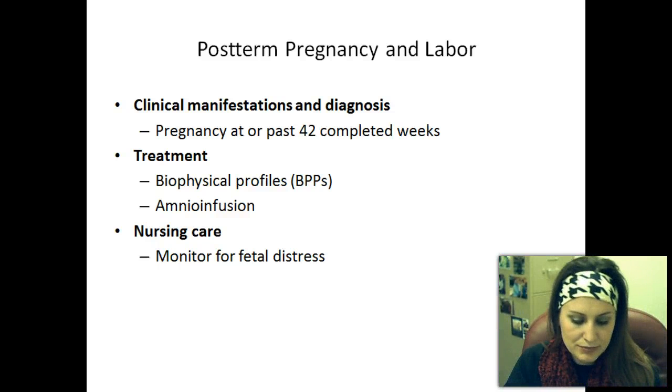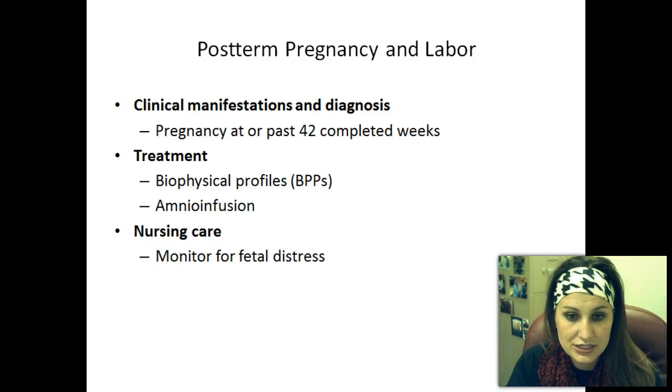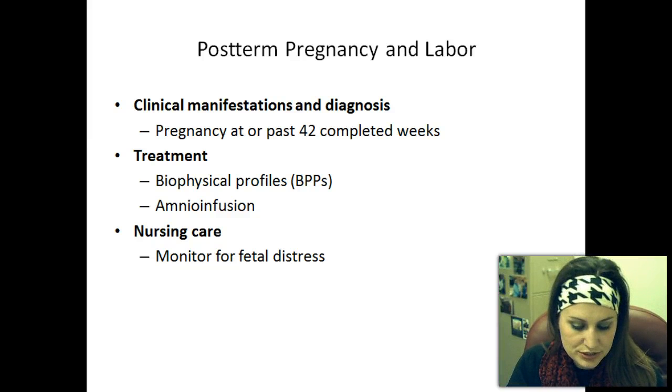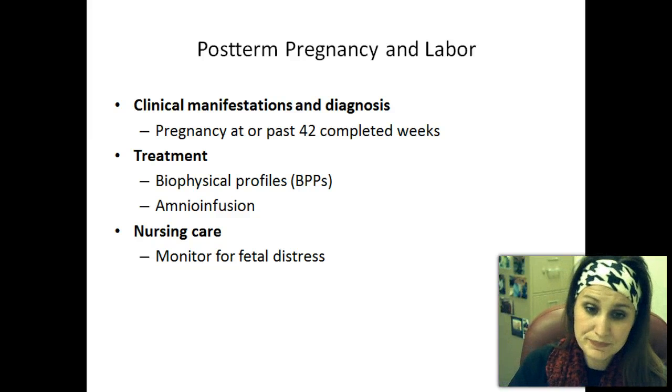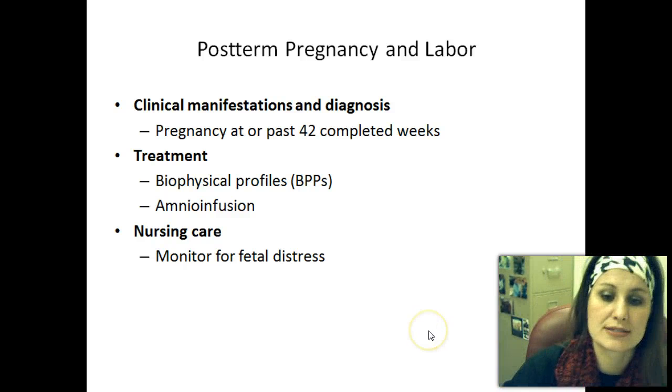We're going to be monitoring the woman. We're going to be telling her to make sure she is always looking for fetal movement, that she's always monitoring that. We're going to be doing non-stress tests twice weekly, and then of course monitoring for fetal distress.